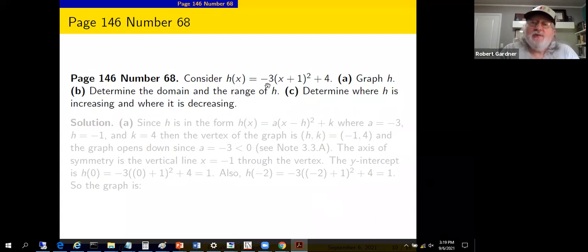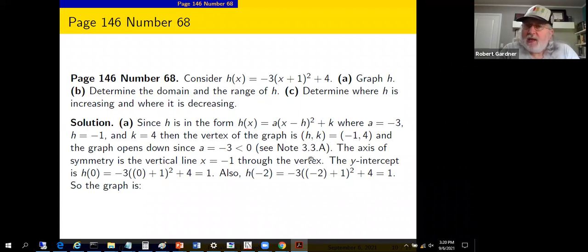Consider h of x equals negative (x plus 1) squared plus 4. Graph h, determine the domain and range of h, determine where h is increasing and decreasing. All right, a little more complicated. This definitely is a quadratic function. We could multiply this stuff out, but we had another way of dealing with quadratic functions in this form.